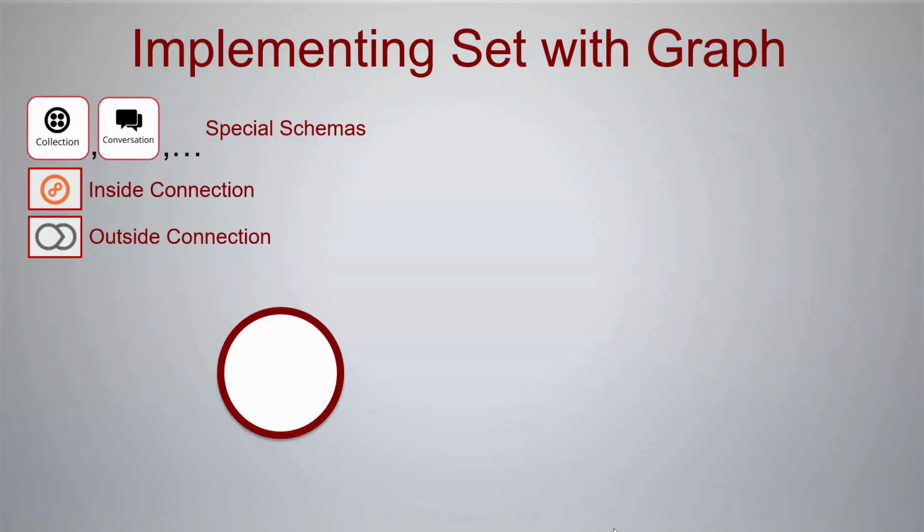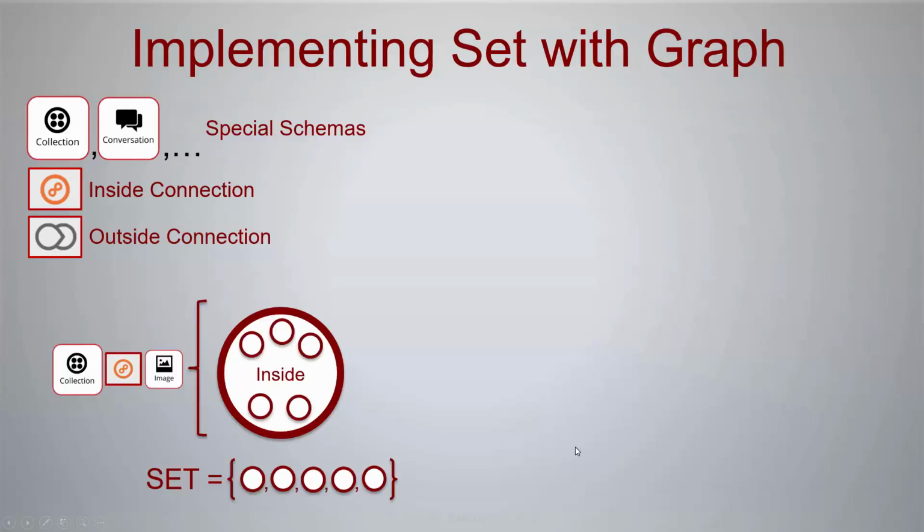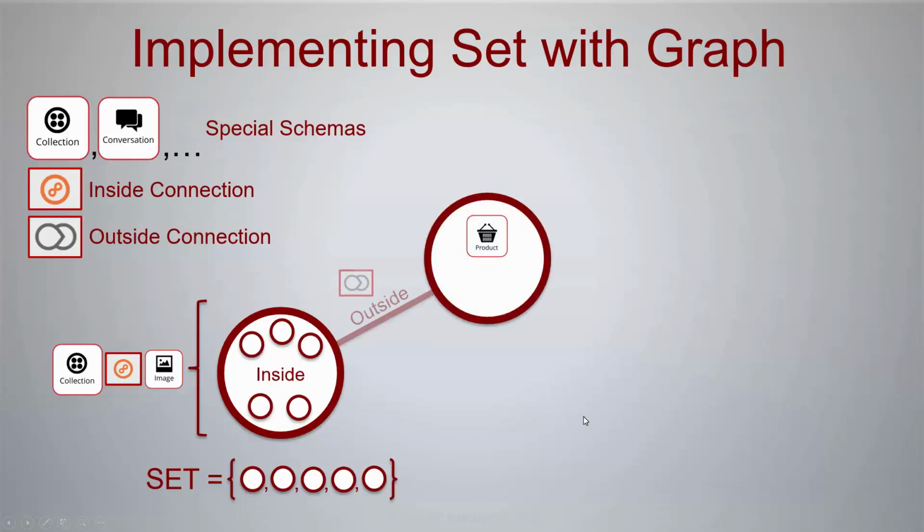To represent sets in a graph, we use a particular type of schema, like collections or conversations, that support a different type of connection. These special schemas can have what we call the inside connection, that represents a contained type of relationship. Therefore, a set can be defined by all the things that are connected inside a collection, different from the outside connection that represents a semantic relationship between two things.